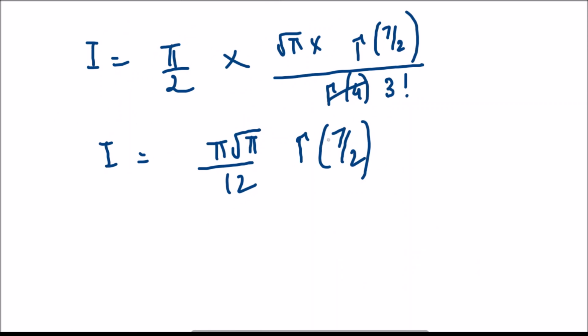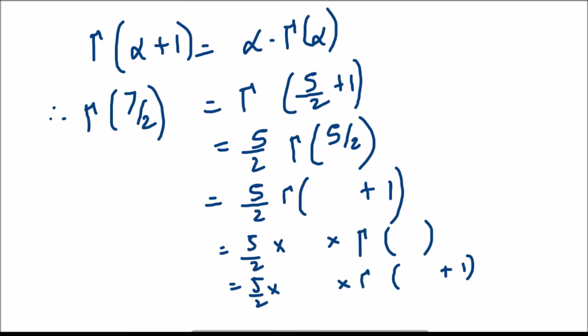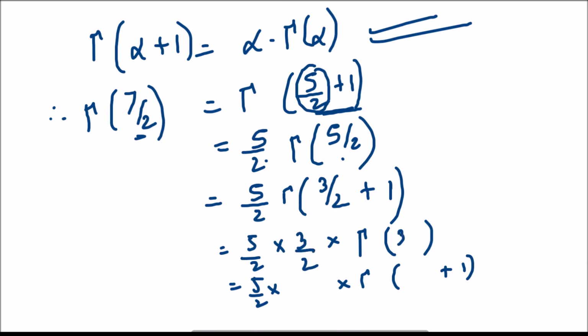Well, you can leave the answer over here, or what one can do is use this property of gamma function, that gamma of alpha plus 1 is alpha into gamma alpha. So now what is gamma of 7 by 2? I can write 7 by 2 as 5 by 2 plus 1. Here alpha is 5 by 2, so I have 5 by 2 into gamma of 5 by 2. And now again you write 5 by 2 as 3 by 2 plus 1. What is gamma of 3 by 2 plus 1? It is 3 by 2 into gamma of 3 by 2 by using this property. So this is 3 by 2.